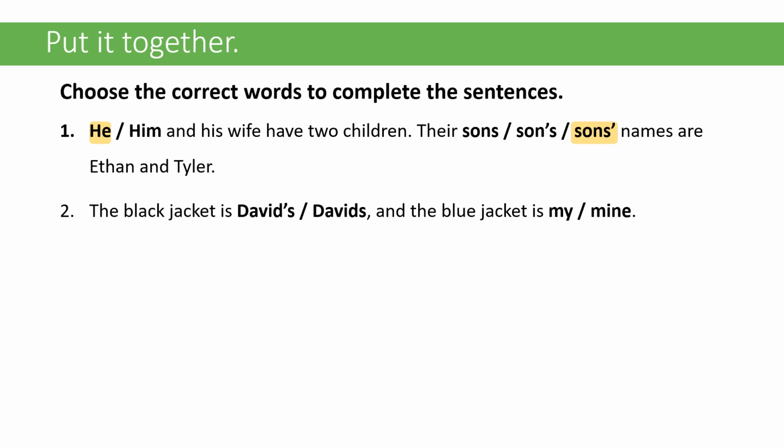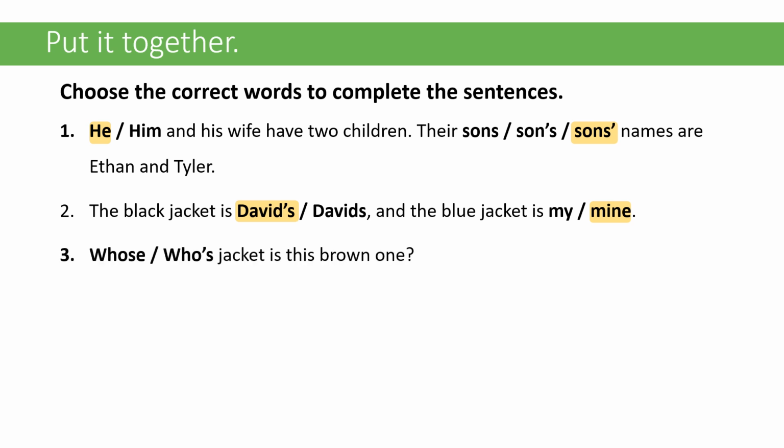The black jacket is David's or Davids? Again, remember the pronunciation is the same, but it should be the first one because it means belonging to David. The blue jacket is my or mine? It should be mine because this is a possessive pronoun. Remember, my is a possessive adjective that needs to be in front of a noun.